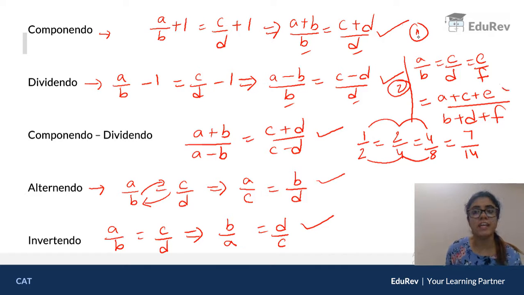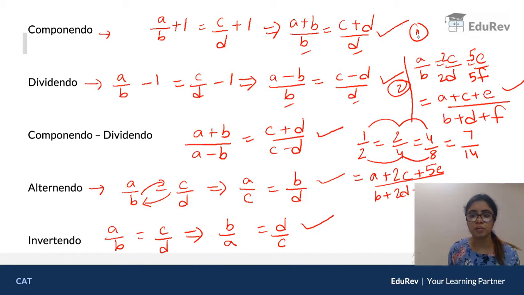Now this is a very, very important property which can be used in quite a few questions. Because this is equal, I can also write this as, suppose I multiply 2 in the numerator and denominator, and let's say I multiply 5 in the numerator and denominator. So if A upon B is equal to 2C upon 2D is equal to 5E upon 5F, that is also equal to A plus 2C plus 5E upon B plus 2D plus 5F.